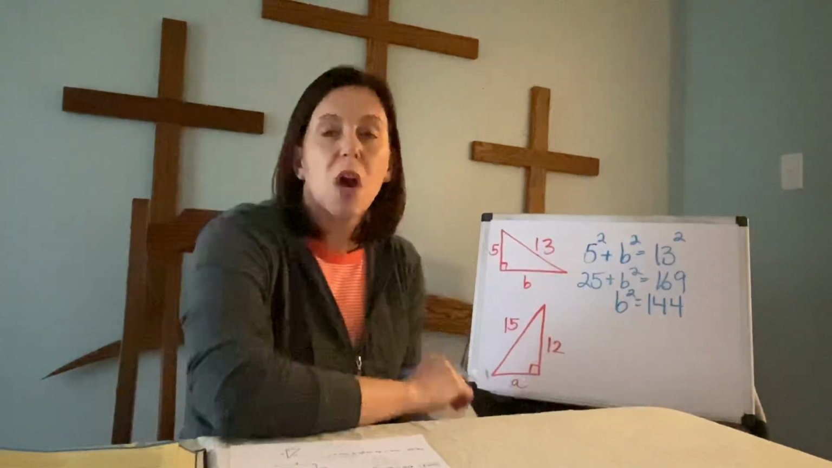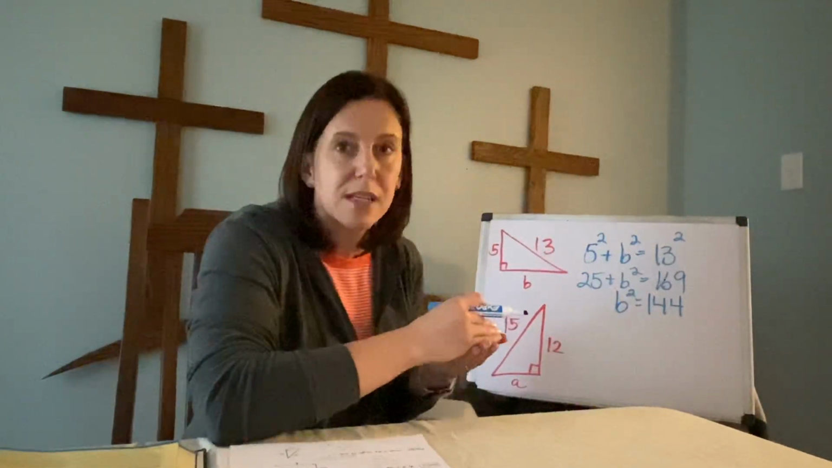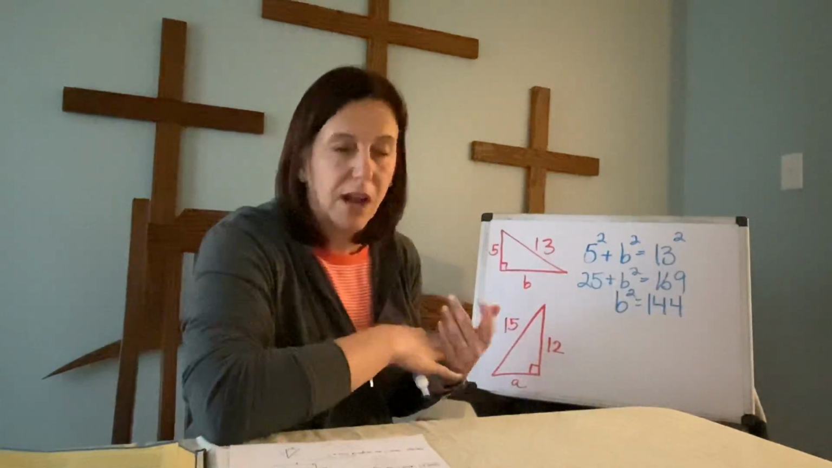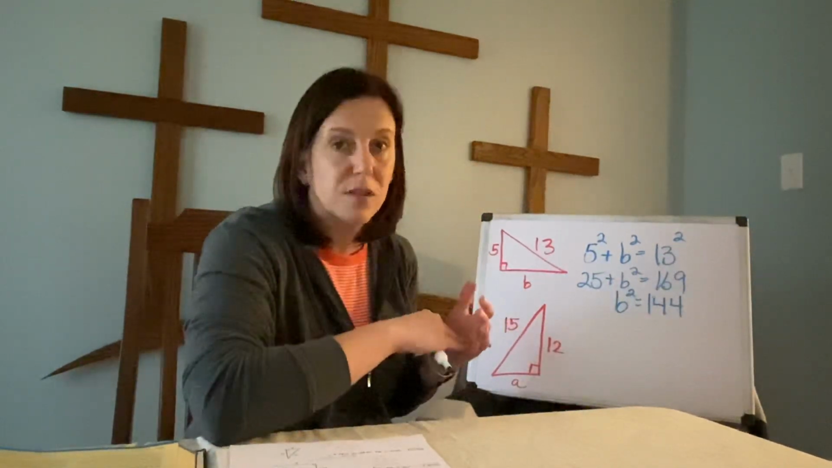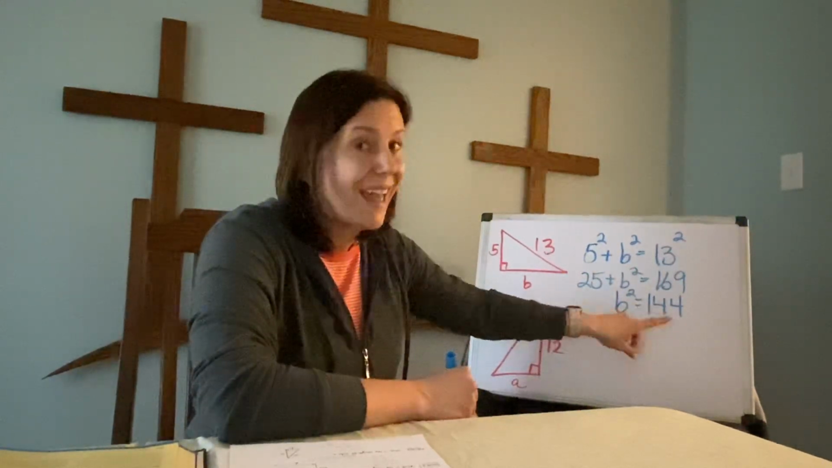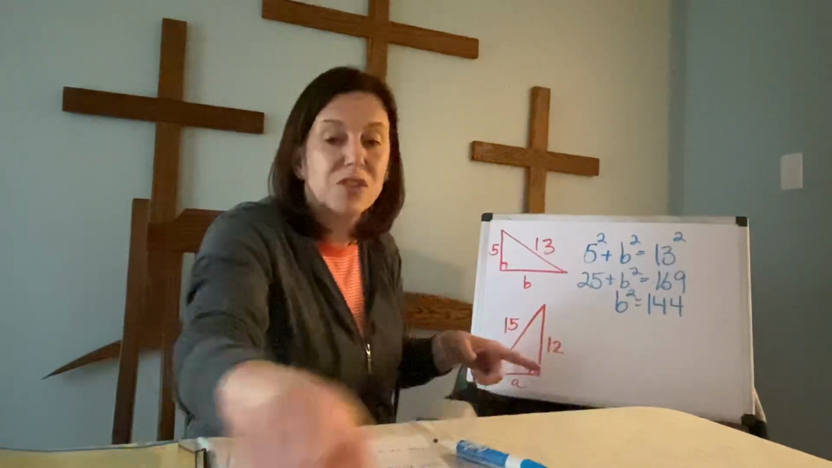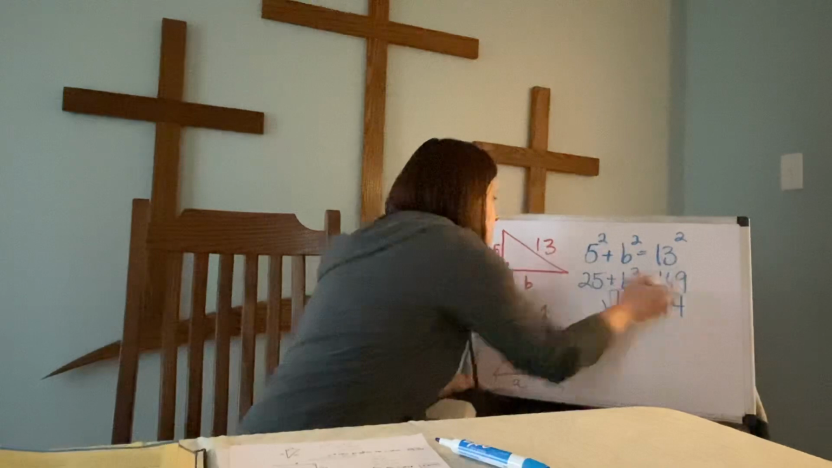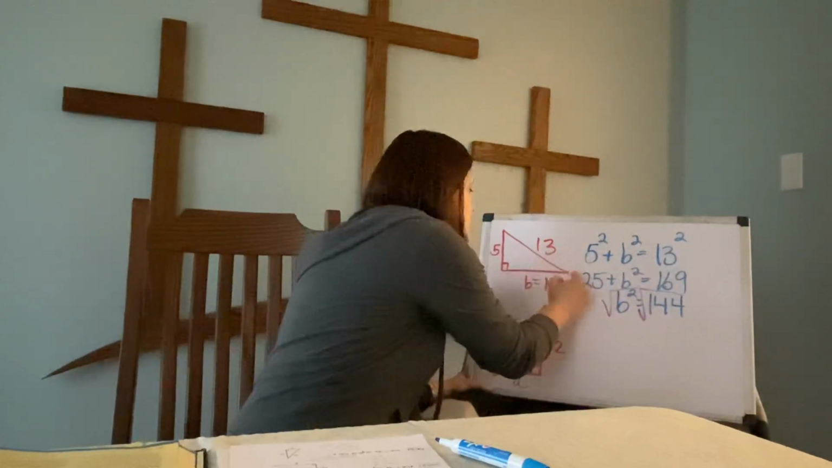And again, because I'm talking about an actual measurement of a side of a triangle, I don't want the negative value here. I want the principal root, or the positive version. 144 is a common perfect square, and so that tells me if I take the square root of both sides, I get b equals 12.